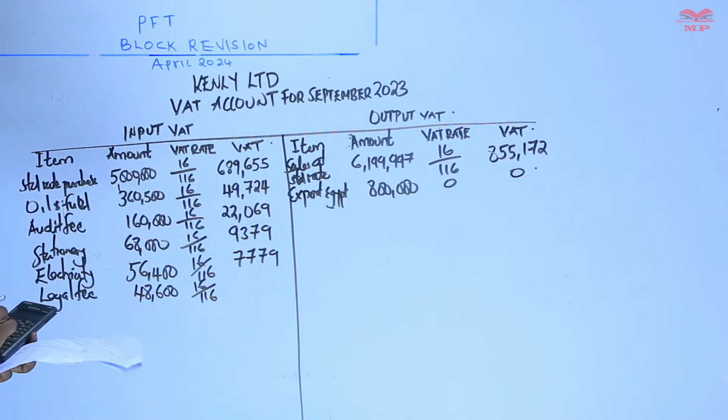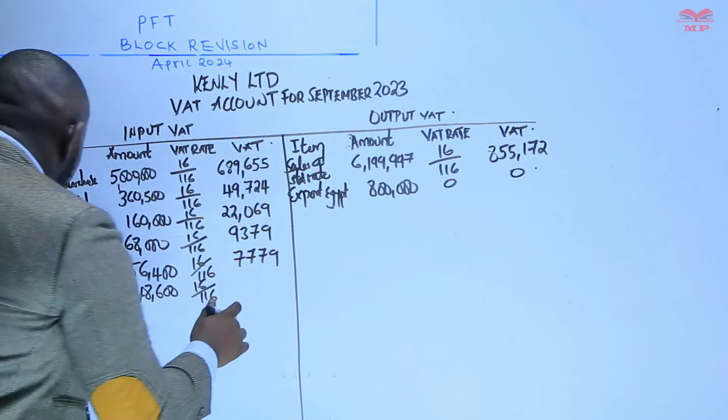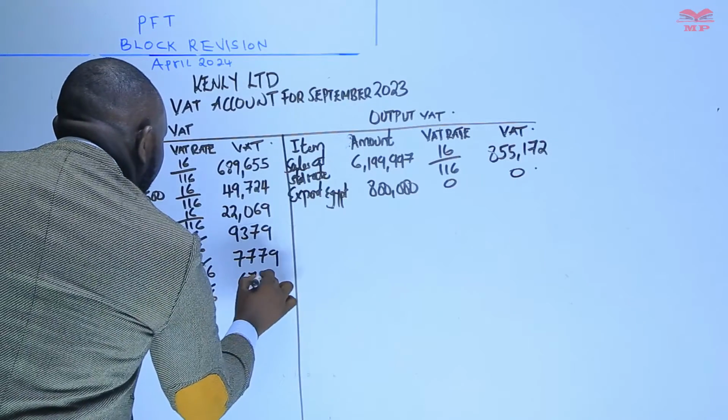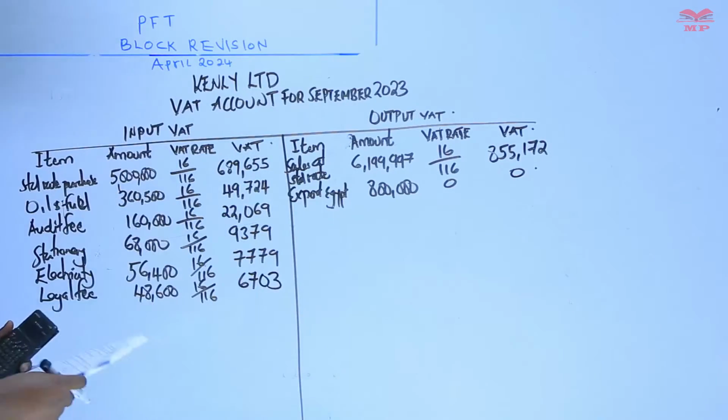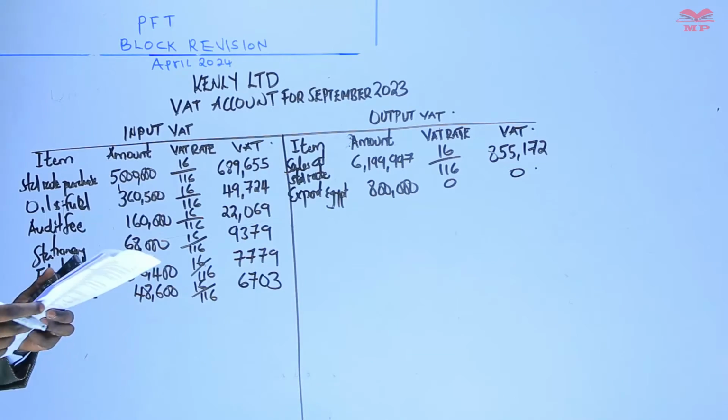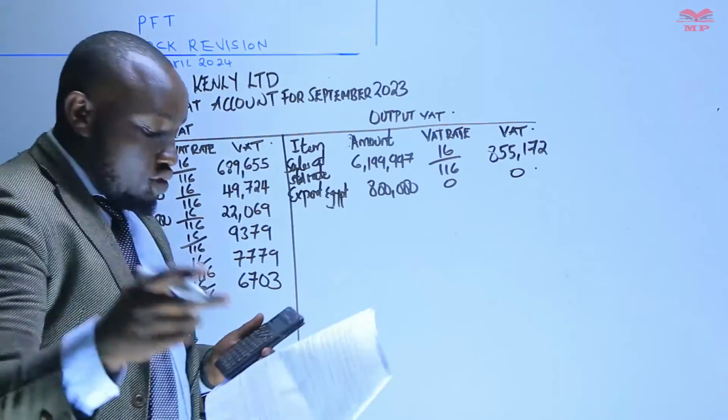So that should be 48,600 times 16 over 116. So that should be 6703. That is for the legal fee. Purchase from trader not registered, we don't claim.